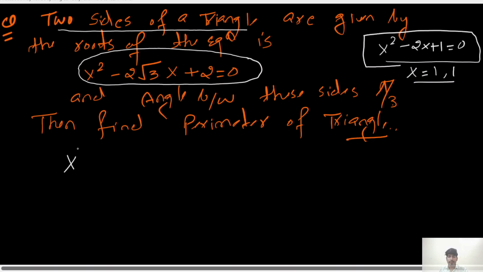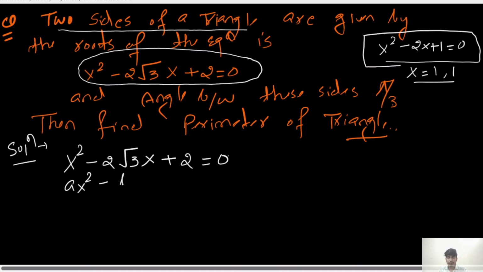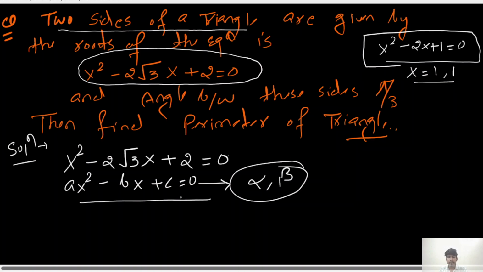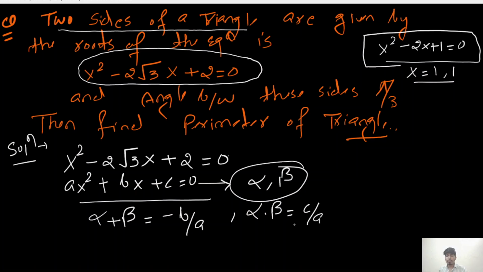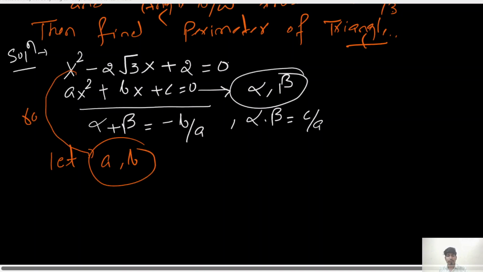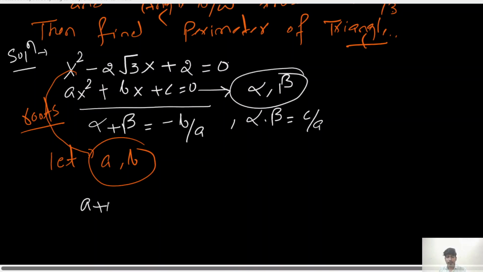Okay, then solve this. Solution: x square minus 2 root 3x plus 2 is equal to 0. Then we compare with ax square minus bx plus c. If alpha and beta are roots of this quadratic equation, don't worry, we will study quadratic equations in the next unit. You simply know the sum of roots of a quadratic equation, alpha plus beta, is equal to minus b upon a, and alpha into beta, the product of roots, is c upon a. So compare, and let the sides be a and b, the roots of this equation. Then we know the sum of roots is minus b upon a.